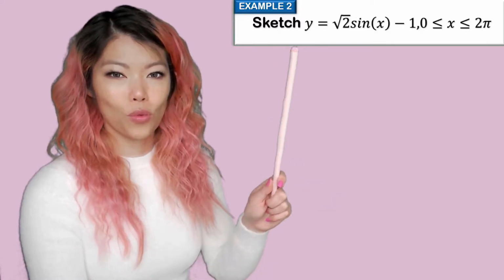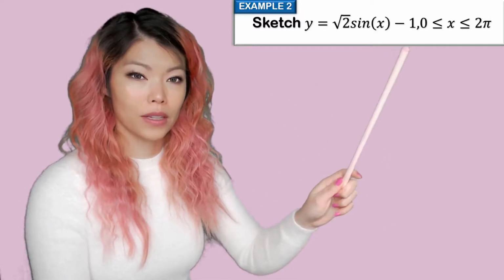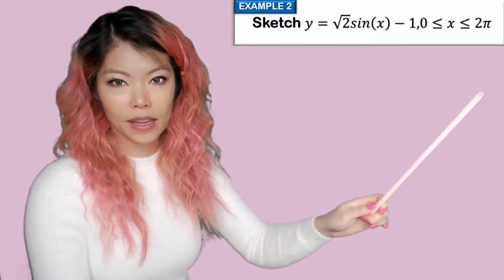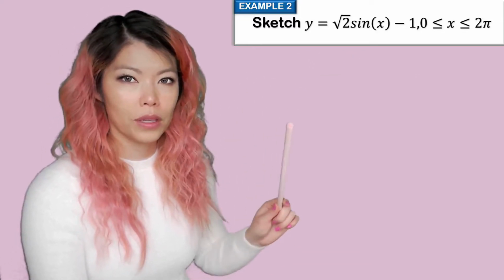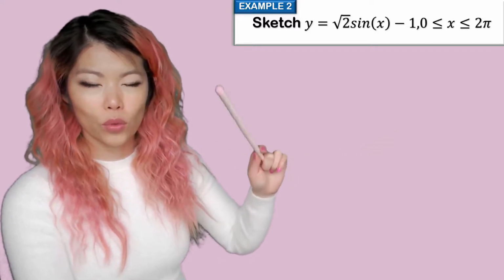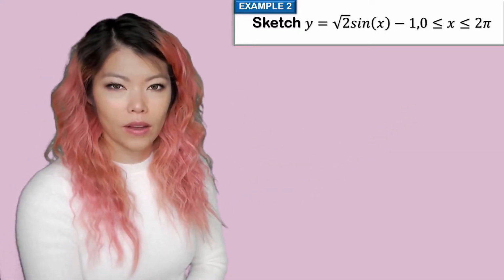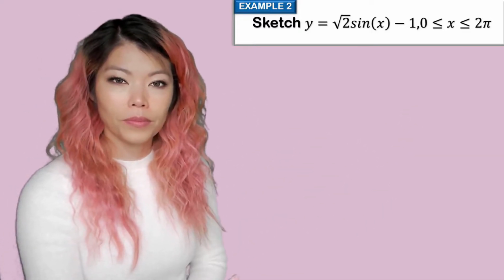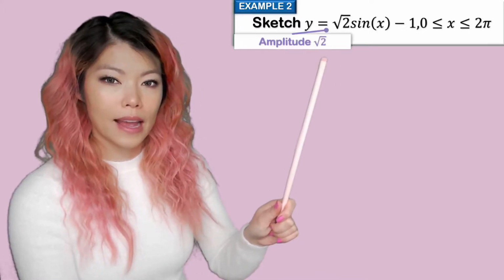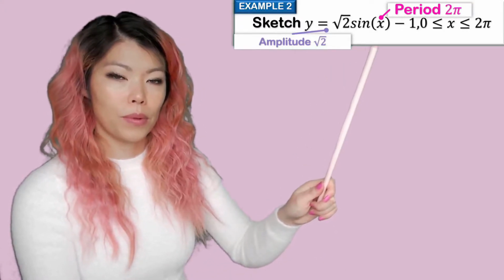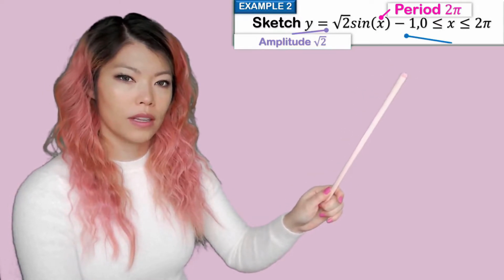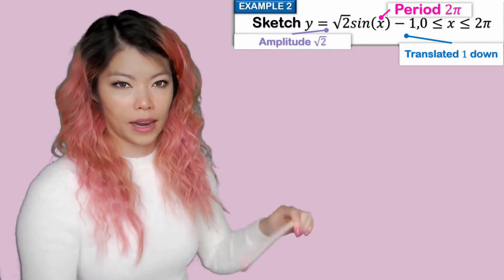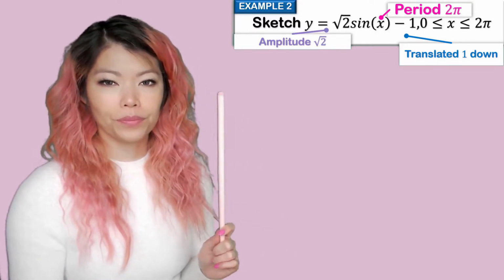Example 2, sketch y equals root 2 sine x minus 1 between 0 and 2 pi. We know that root 2 is roughly 1.4, and it's good because we need to know that when we're sketching, so we roughly know where to put our values or our points. So root 2 gives us the amplitude, and the period is just 2 pi because there's no value in front of x, and the minus 1 gives us a translation of down in the vertical direction.